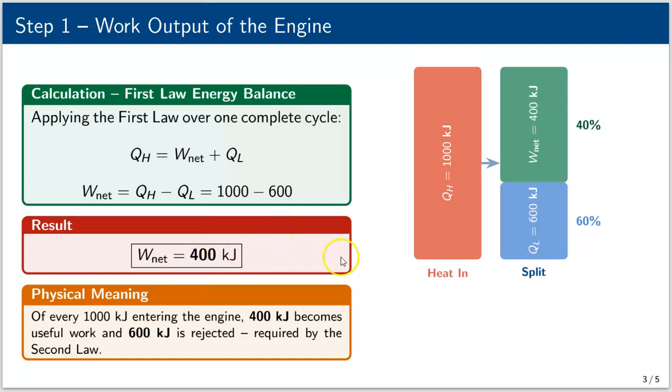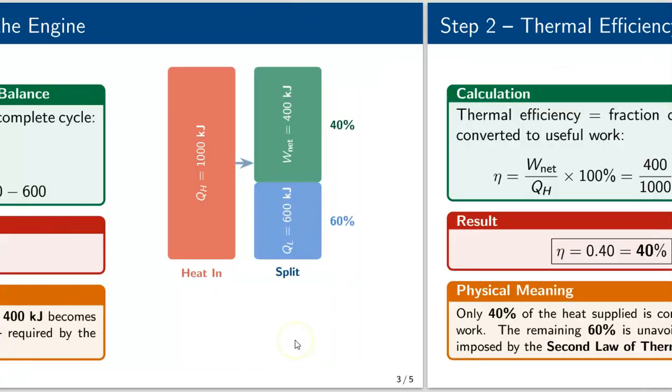So here is the physical meaning. For every 1000 kilojoule entering the engine, 400 kilojoule becomes useful work and 600 kilojoule is rejected, as required by the second law.